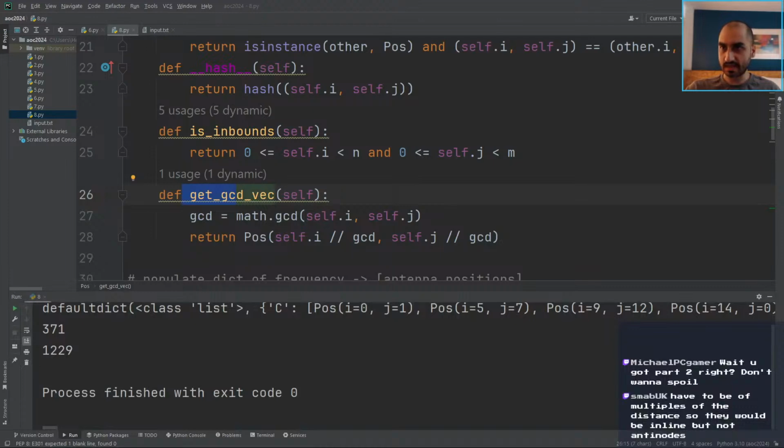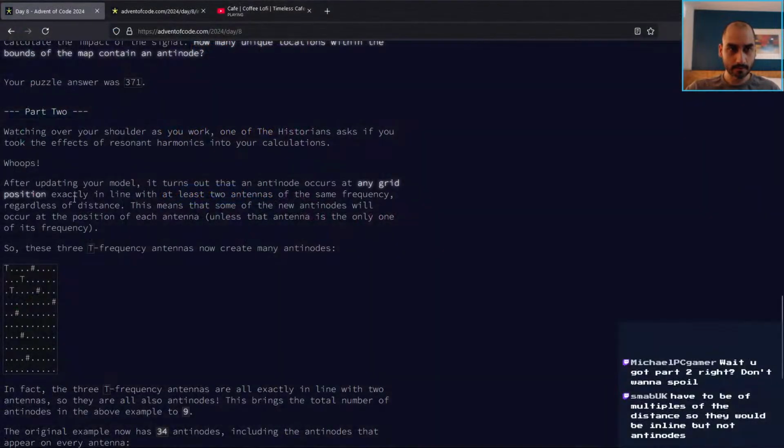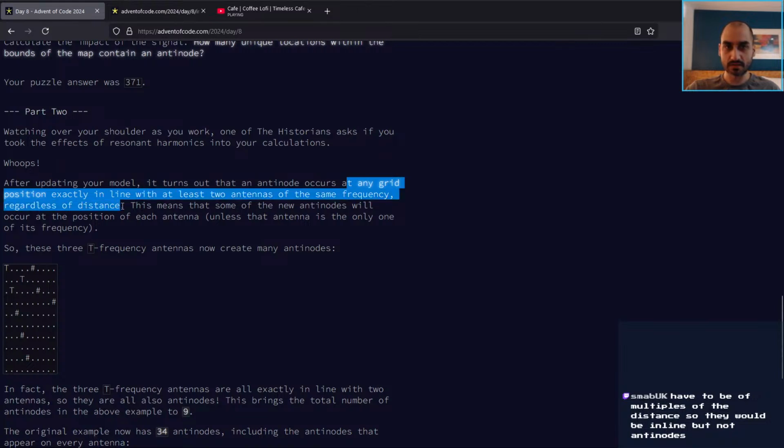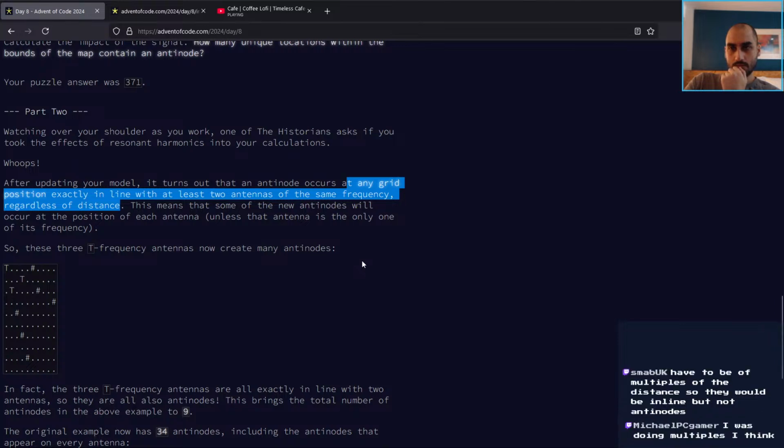Also, it doesn't say anything about having to be multiples of distance. It just says they just have to be in line. Any grid position exactly in line, regardless of distance. So it actually says regardless of distance, not multiples of distance. I was doing multiples, I think. And it worked?